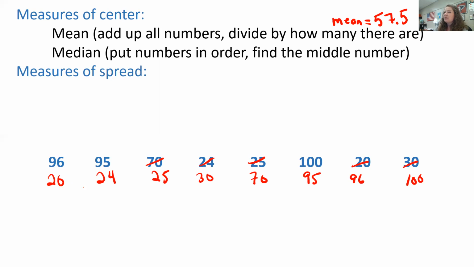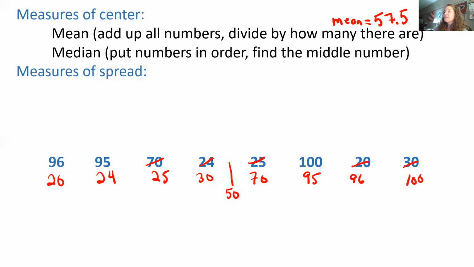Now I have 8 numbers. So that means I have 4 lower numbers and 4 higher numbers. If I had an odd set of data, I would have exactly 1 middle number, so I would just circle that middle number and that would be the median. But because I have 2 middle numbers, I'm going to add up those 2 middle numbers and get 100, but then I have to divide by 2. So 100 divided by 2 is 50.